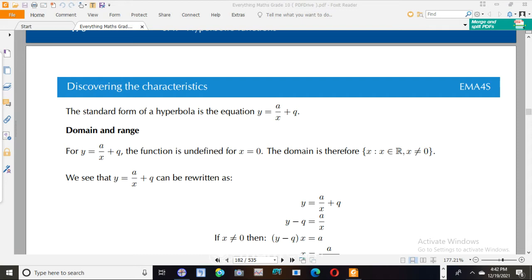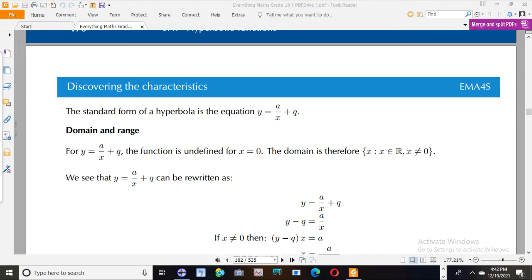Okay, today I will discuss with you the hyperbolic function, which is the extension of the previous video. The standard form of the hyperbola is the equation y is equal to a over x plus q. The domain and the range: for y is equal to a over x plus q, the function is undefined for x is equal to 0, and the domain is therefore x is an element of the real numbers, x is different from 0.